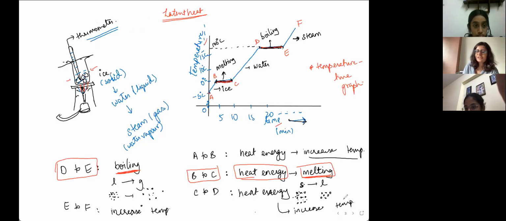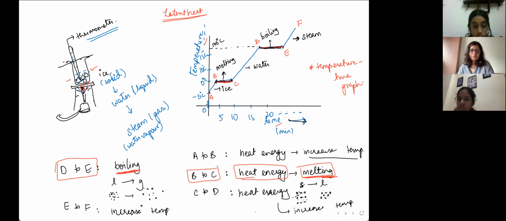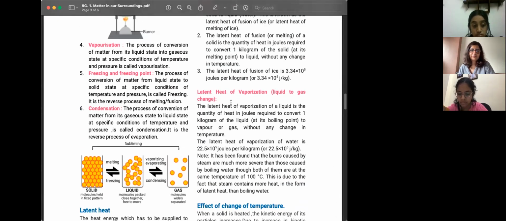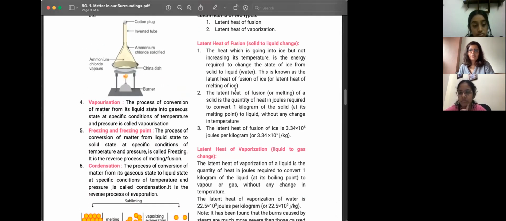So if that heat energy is being used in melting, it is called latent heat of fusion, because fusion is melting, remember? And if that heat energy is used in boiling, it is called latent heat of vaporization. Okay. So now coming to the formal definitions of latent heat of fusion, latent heat of vaporization. There you go. Yeah. So latent heat of fusion.